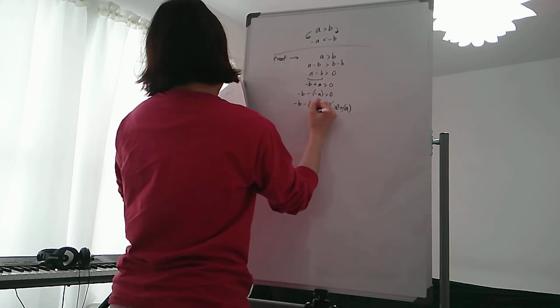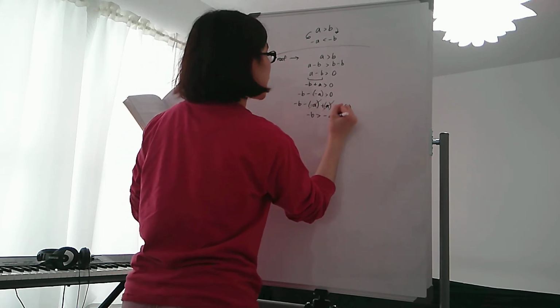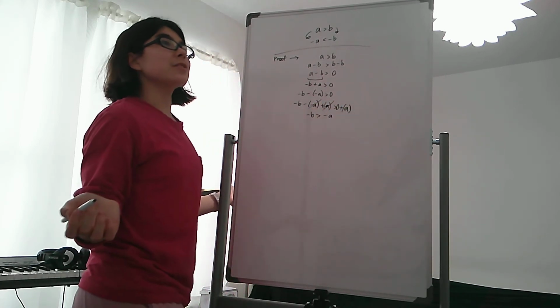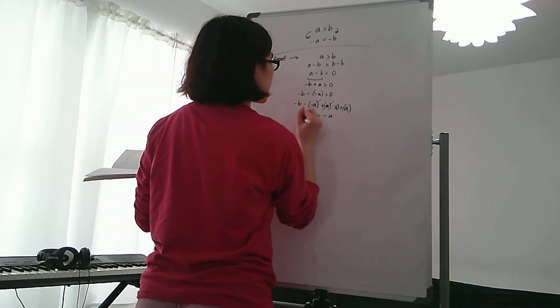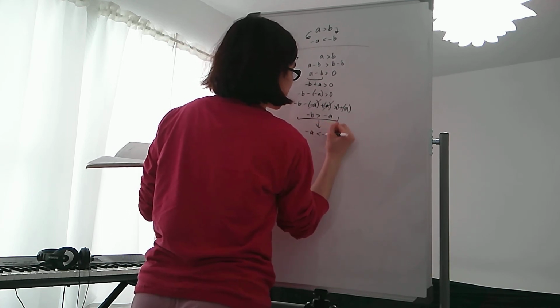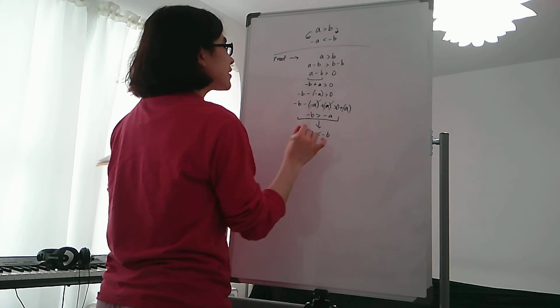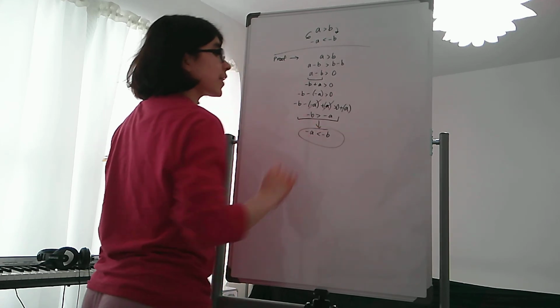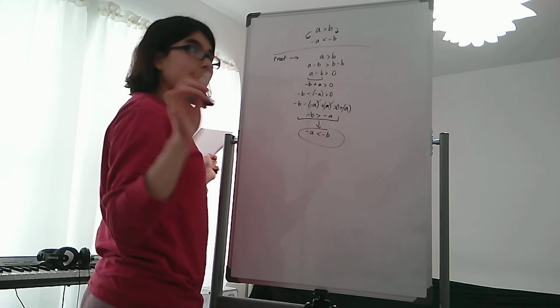So negative B is greater than negative A, but since we typically want to start with the letter A, we're just going to turn this inequality around and write negative A is less than negative B, because we don't want to say B first. So that is why you get negative A is less than negative B from that. Okay, so that is the proof.